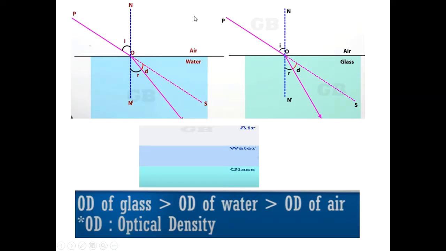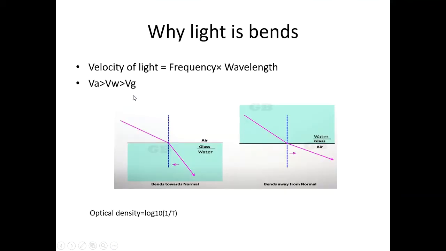If we consider this example, when light is passing from air to water, then it bends towards the normal. Also, when light is passing from air to glass, it also bends towards the normal. Optical density of glass is greater than optical density of water, and optical density of water is greater than optical density of air. So when light is passing from rarer medium to denser medium, it bends towards the normal.